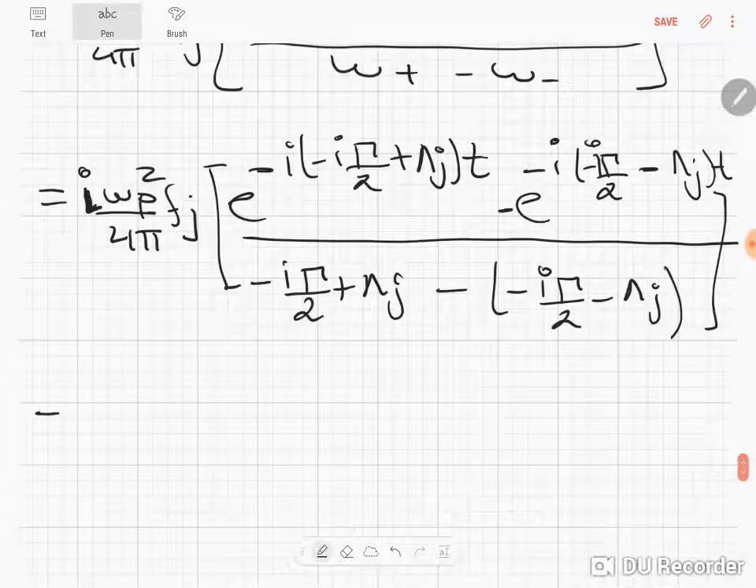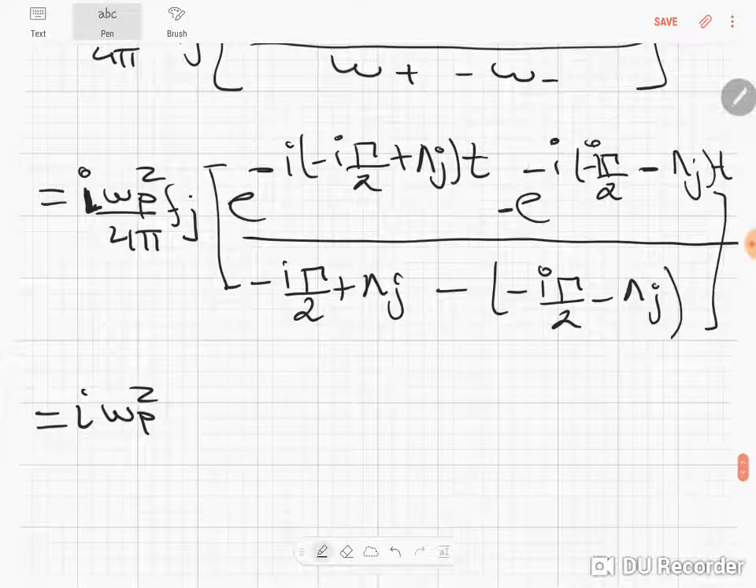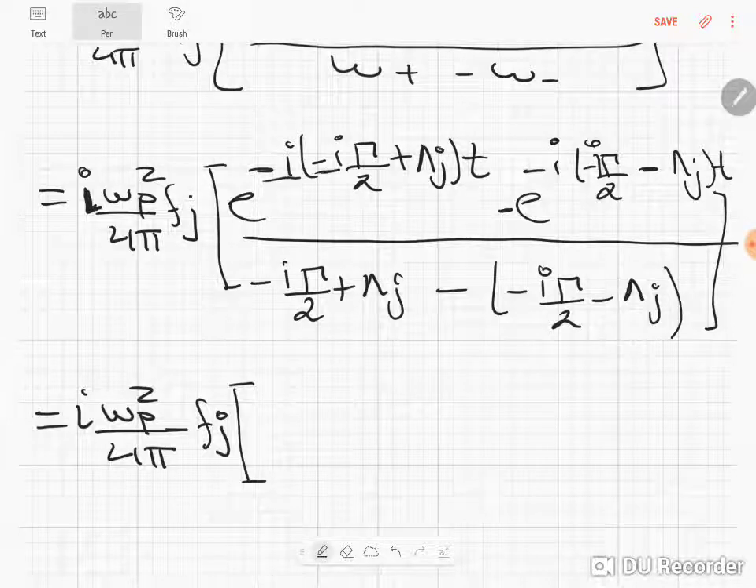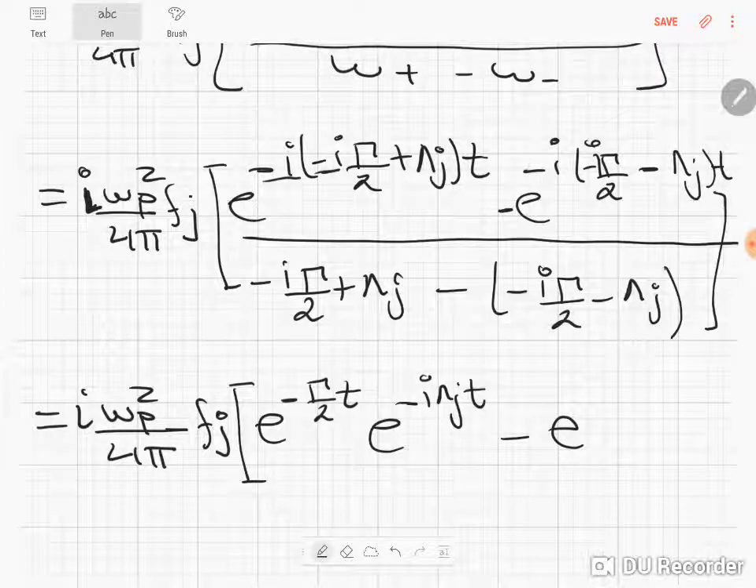So then we're left with i omega_p squared divided by 4 pi. Now let's take this factor. So the first one, it says minus i times minus i is i squared, so then we pick up here e to the minus gamma t divided by 2. This is positive here, so then we pick up e to the minus i lambda_j t. This is minus, we pick up the same factor, they're identical, so minus gamma t divided by 2.